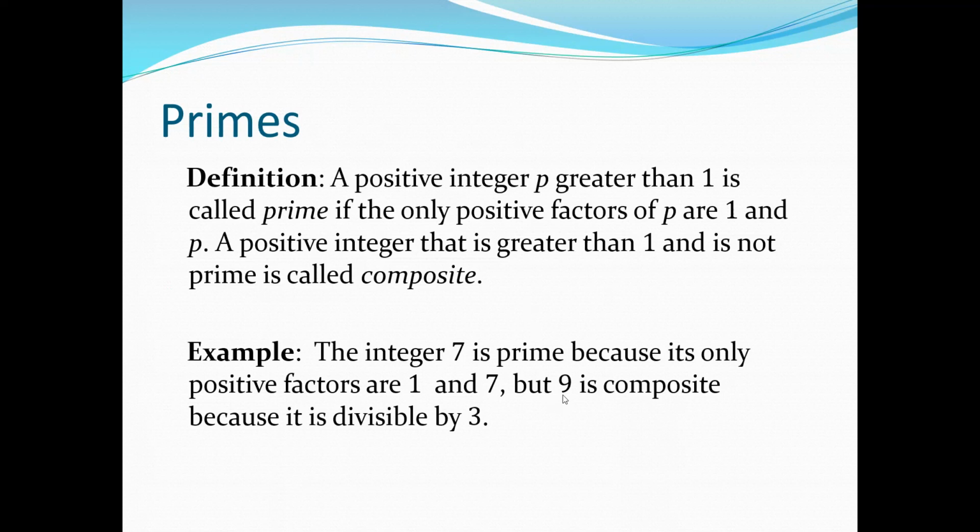But 9 is not prime. It's a composite number. Why? Aside from 1 and 9 as factors, 3 is also a factor of 9 since it is divisible by 3. So we have 3 factors for 9. Therefore, it's a composite number.